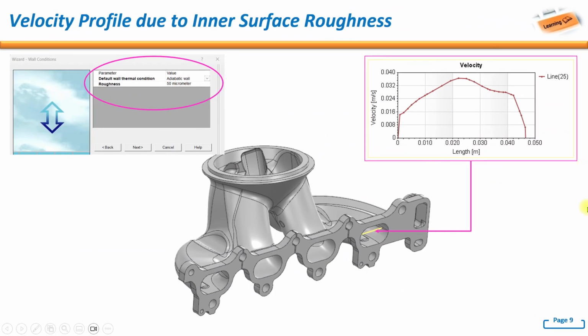Next, I'm going to show you how to create what is called the velocity profile on the inner surface in here. As you can see in here, the velocity near the wall is 0. Meanwhile, at the center, the velocity is almost maximum. This is because we have a roughness for the inner surface of 50 micrometers.